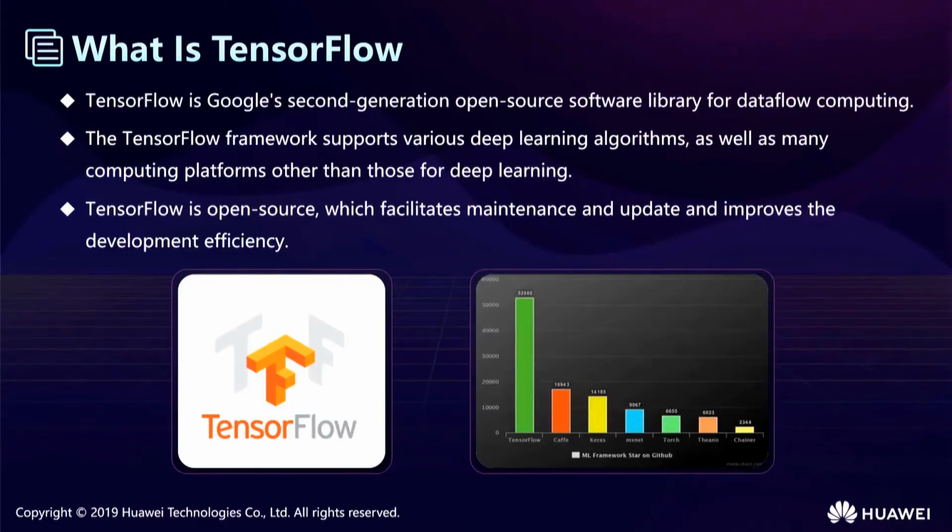TensorFlow is a Google second generation software library for data flow programming. It supports various deep learning algorithms as well as computing platforms. Its system stability is very high. What is more important, it is open source, so it is easy for users to maintain, update, and improve the development efficiency. It can be used for machine learning across various perception and language understanding tasks. We can see TensorFlow ranked top 1 on GitHub.